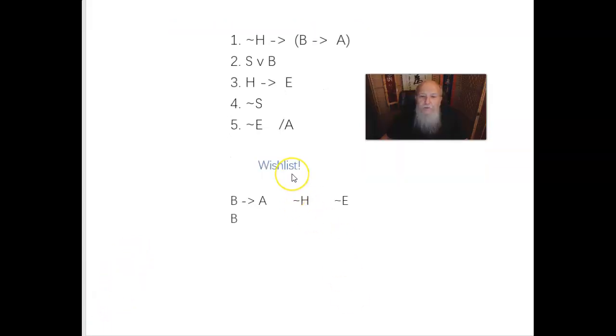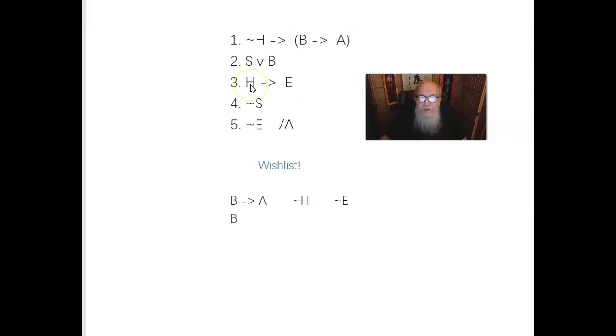Now when you do this, you make a sort of wish list. So when I look at this, I see I'm looking for an A. There's an A there, right? So if I had B then A by itself and a B, I could get my A. Right? But the only way to get the B then an A by itself is if I had a not H. So I wish I had a not H.